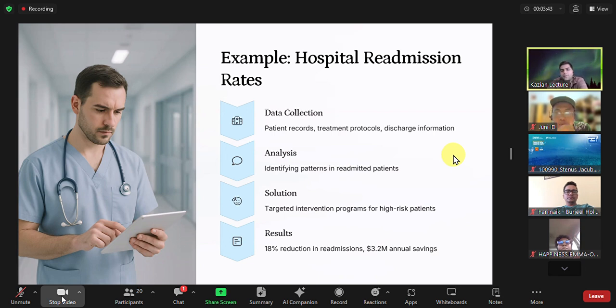like an 18% reduction in readmissions. That 18 percent was something that was attained by a hospital, and they reduced the repetition of patients. So definitely it helped in saving health.